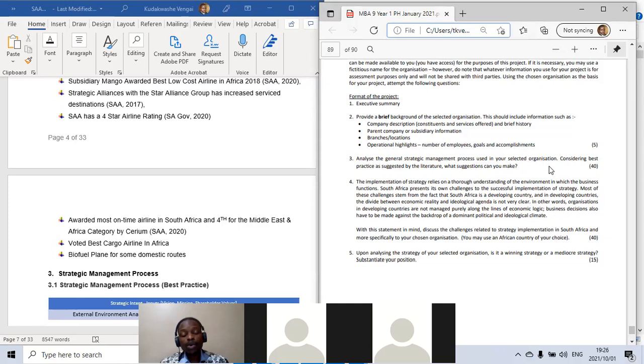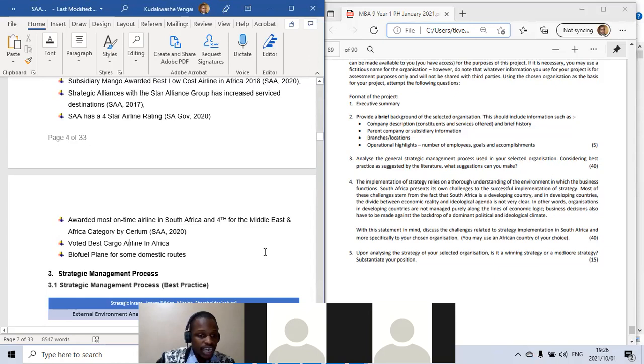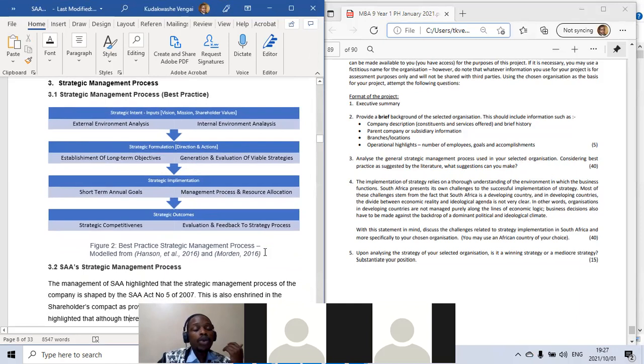It basically says, considering what we have taught you in the corporate strategy module. Now, compare what is happening in the company and what we have taught you and make recommendations and suggestions for the specific company that you're talking about. There are different approaches that you can take. The first approach is whereby you start with the best practice and then go to the company. Or the second approach, you start with the company, then go to the best practice. But you have to have a third section where you are now recommending and providing your own thoughts or suggestions on how to improve the company's strategic management process.